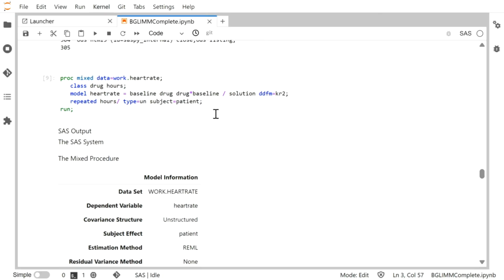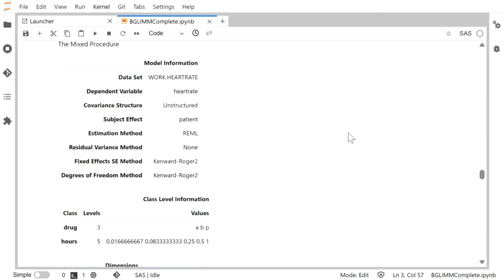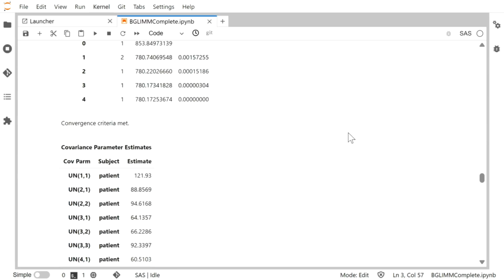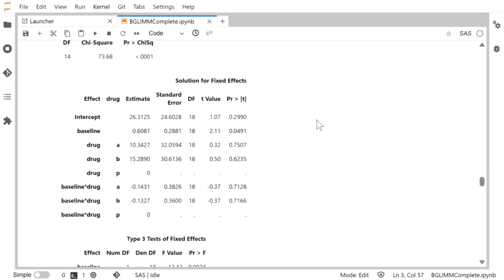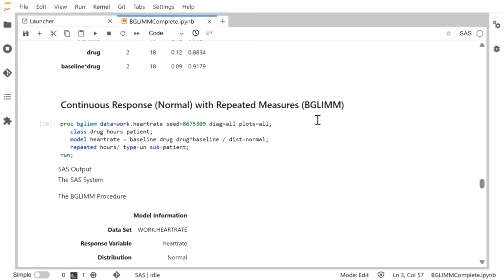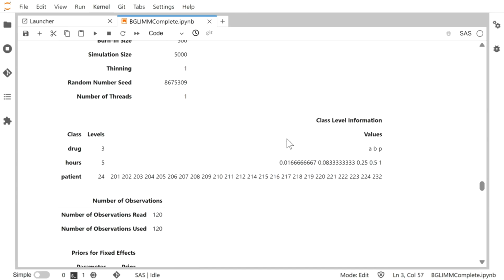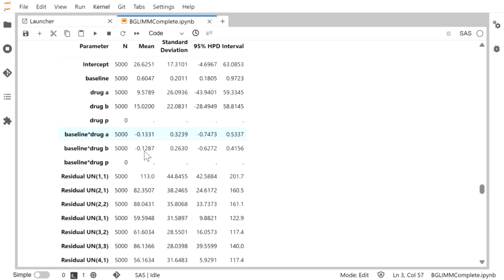There's my mixed call with my repeated, so that I'm doing an unstructured based on patient. You can see all of those lovely parts there. Gotta love it when you're getting all of this part of the output, right? All right, there's my fixed effects. There is my BGLIMM. Look at that. Ain't that lovely?